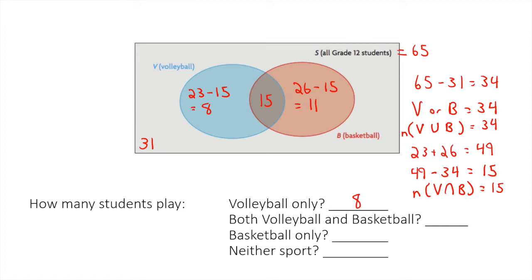The number of people that play both volleyball and basketball, remember, that means our intersection point, that's going to be an answer of 15. The number of people that play basketball only, we're just looking at the red area there. That gives you a number of 11. And the number of people that play neither sport, this was the answer that was already given in the problem, and it was the answer of 31.